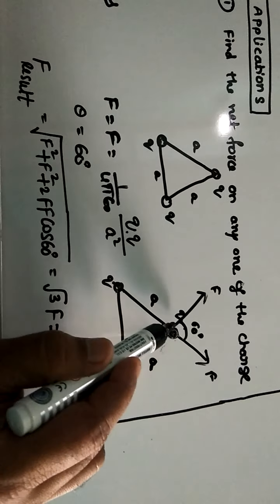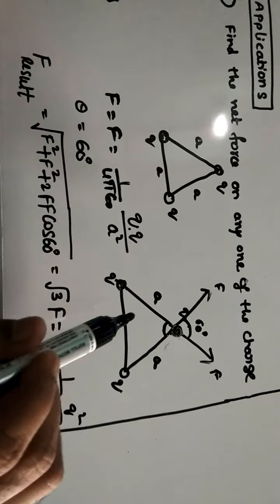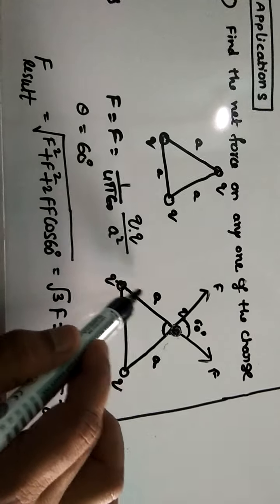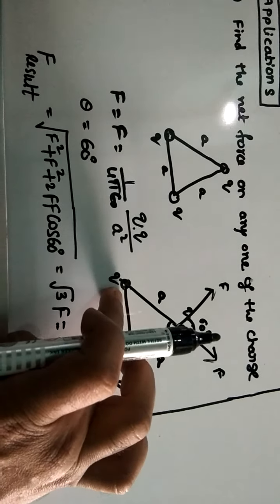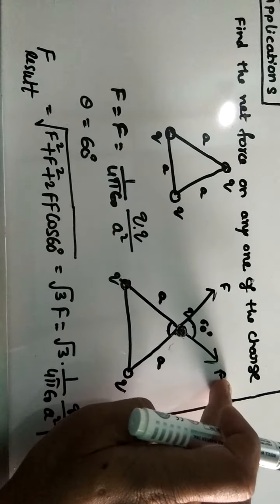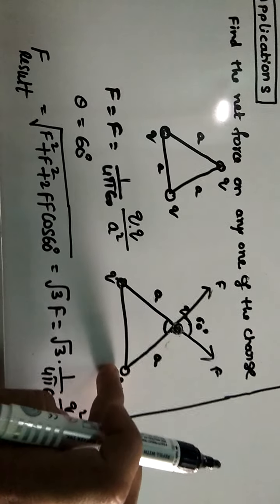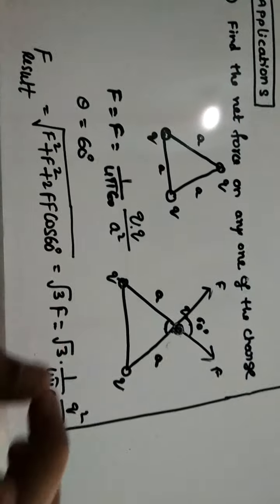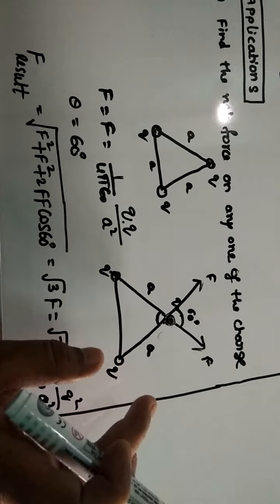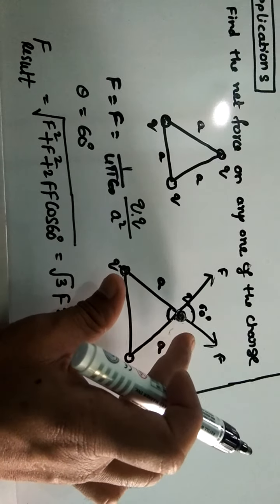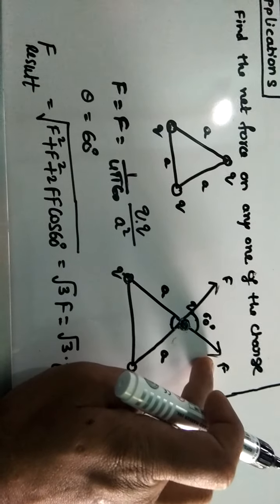It is giving force. It is also giving force. Sir, this is positive charge Q. It is also positive charge Q. It will apply repulsive force. It will also apply repulsive force. Remember, when we are applying resultant force, force is a vector quantity, direction is important.